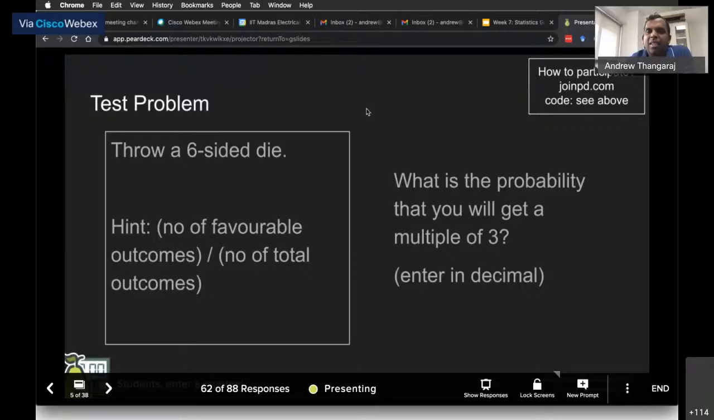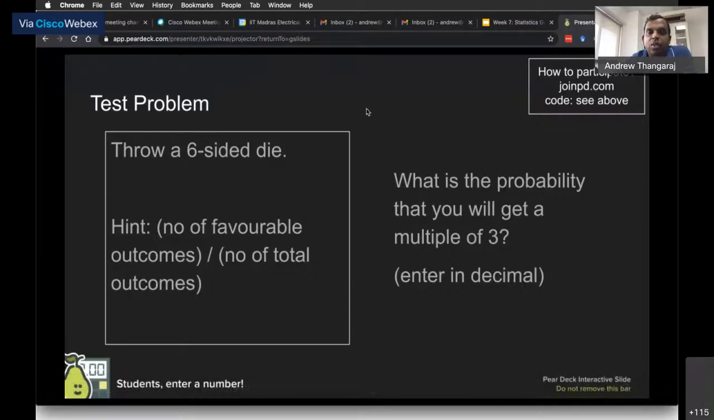Some people are asking on WebEx about annotating or something. There's no need to do any annotation on WebEx. You don't answer the questions on WebEx. You have to go to joinpd.com. In your browser window, open joinpd.com and put in the code rvunsf. When you do that, you will get a box and a view to answer this question. The same question will show up there and you can answer. It's a very simple question.